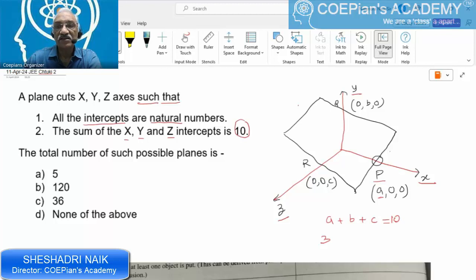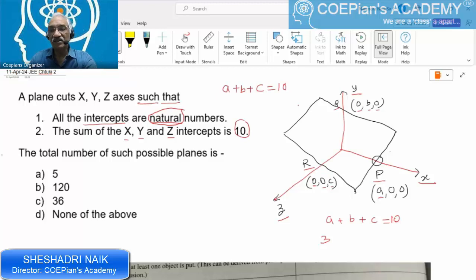Now it cuts the y-axis at point Q. So the coordinates of point Q will be 0, B and 0. It cuts the z-axis at point R. So the coordinates will be 0, 0 and C. So A, B, C are what type of numbers? They are natural numbers. And then the sum of these has to be 10. So we get an equation which is A plus B plus C has to be equals to 10.